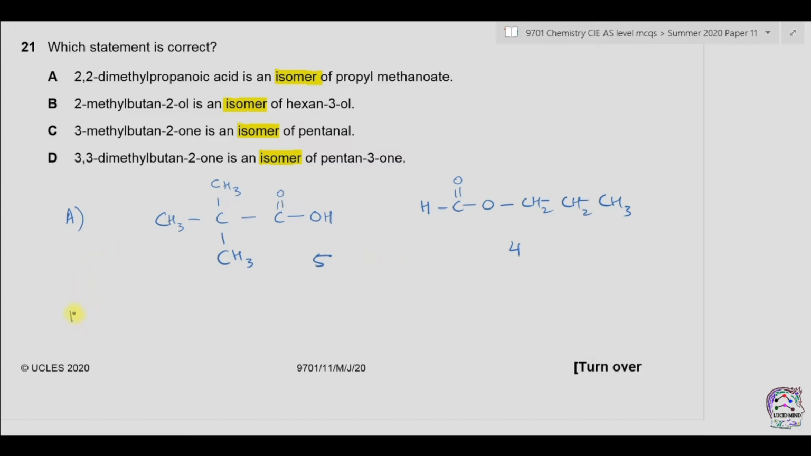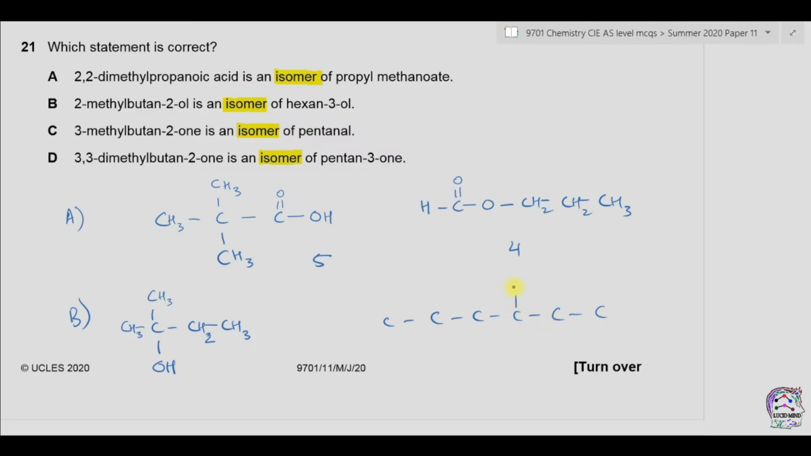So let's move to part B. We have 2-methyl butane 2-ol. So on second carbon we have a methyl group and also an alcohol group. Number of hydrogens will be 3, 3, 2 and 3. Hexane 3-ol will have 6 carbon atoms.